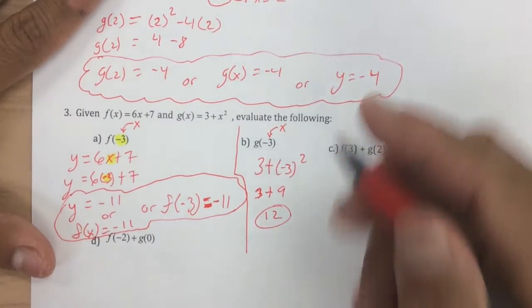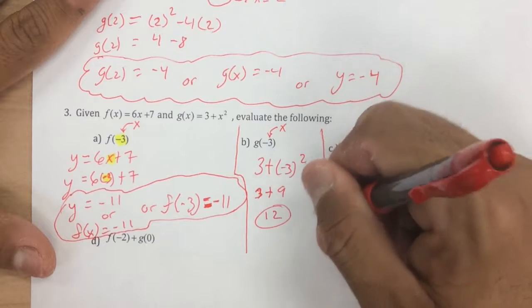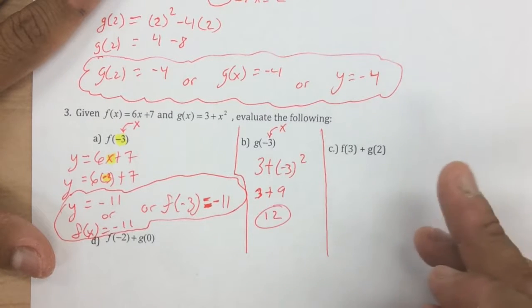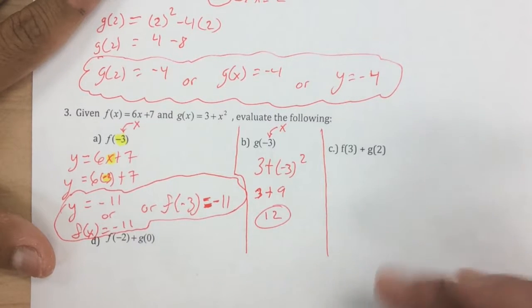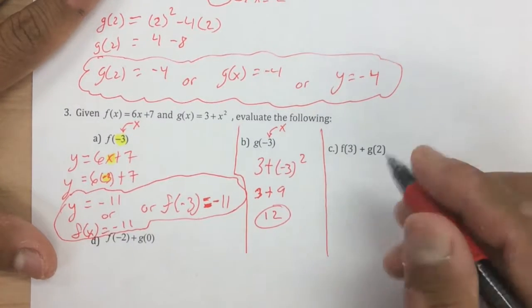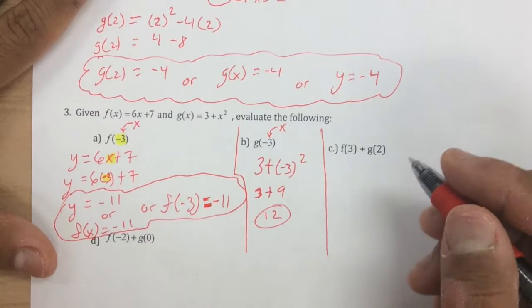Okay? And of course, you can write it a little bit fancier than that by doing y equals negative, or y equals 12, f of x equals 12, or g of x equals 12, g of negative 3 equals 12. But really, the answer is 12. We evaluated this function notation, and it came out to be 12.